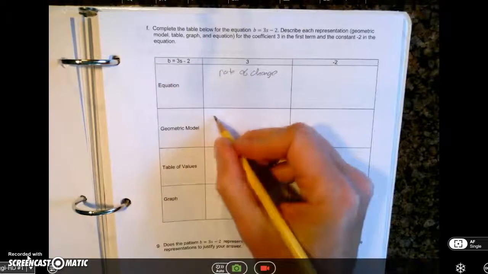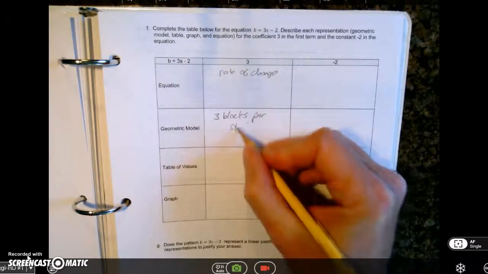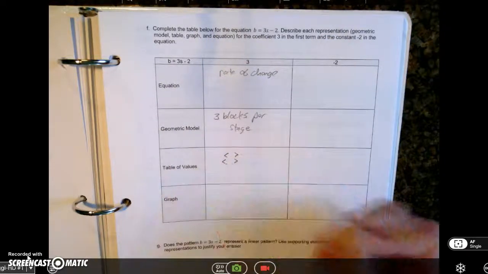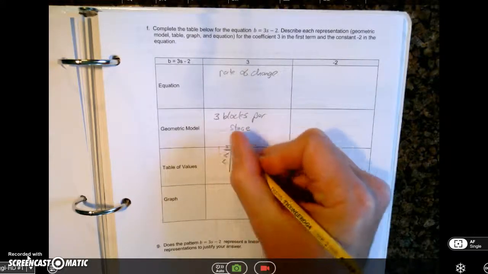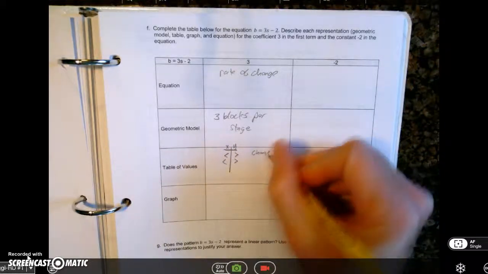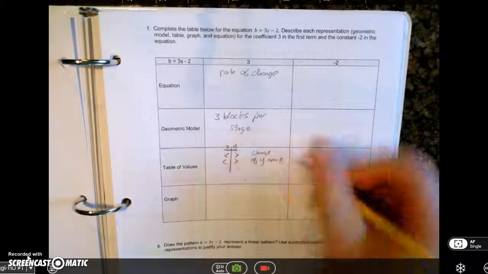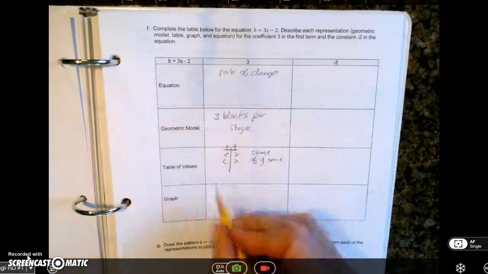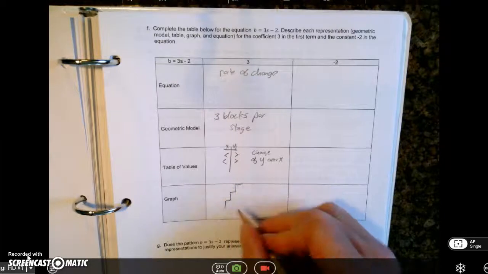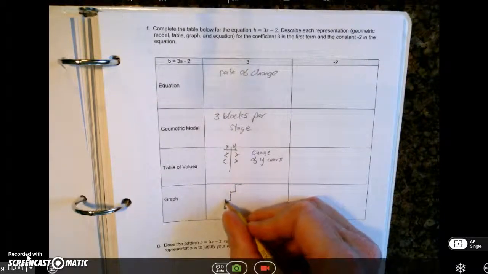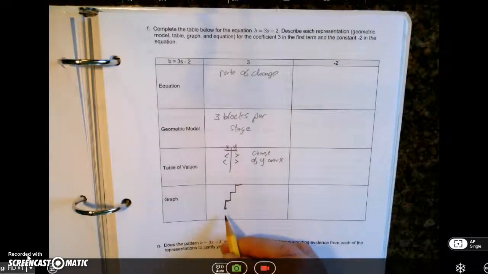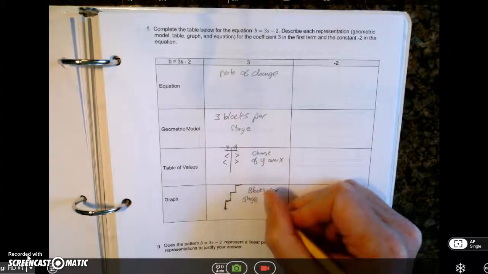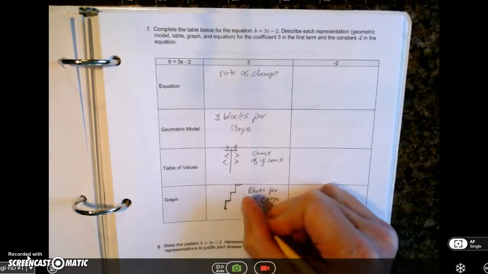In the geometric model, this 3 means you're adding 3 blocks per stage. You're just drawing those additional 3 blocks. In the table of values, this 3 comes from this, if you guys know what I mean. Here's the x, here's the y, it is the change of y over x. So how much does this y value change over that as a rate of change? And in the graph, this 3 right here represents what on the graph? It represents the stairs. It's this change right here, the blocks per stage. Okay, so describe it. Well, it's the number of blocks per stage, and it's the steps of the graph.